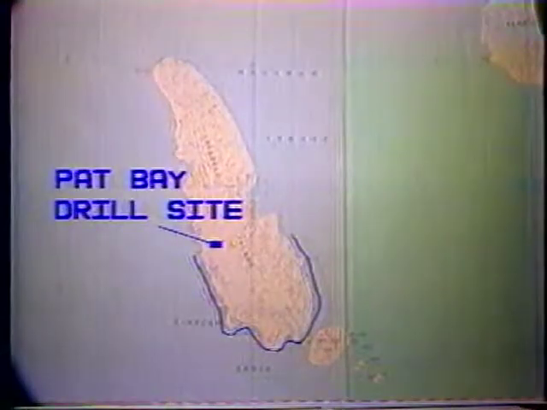Our video coverage begins just south of the Pat Bay A-72 drill site on western Lougheed Island and continues in a counterclockwise direction around to the northwest corner of the island near Cape Anito. The small islands lying to the south of Lougheed were not photographed.